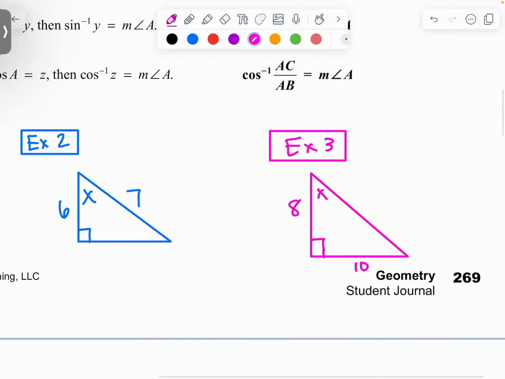Okay, so here are examples 2 and 3. What I'd like you to do is draw them, and then you and your elbow partner work together on setting them up and solving them. It is just like 31.0027. We put 31.06.